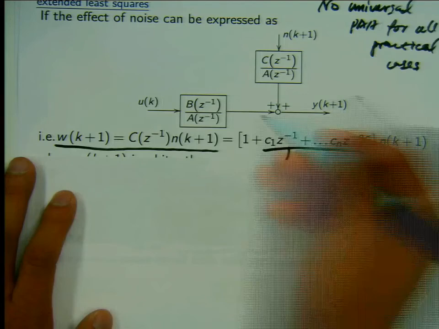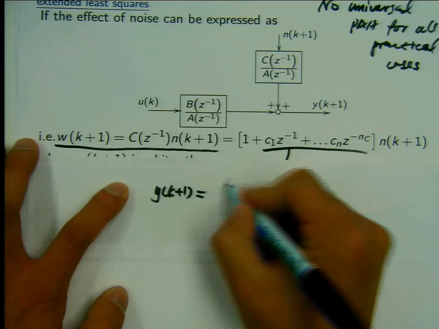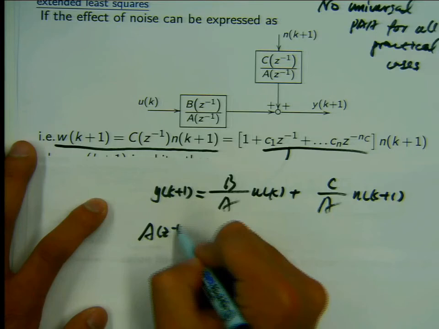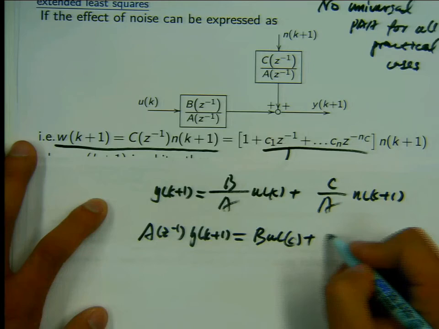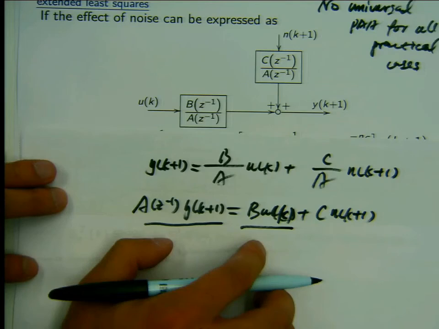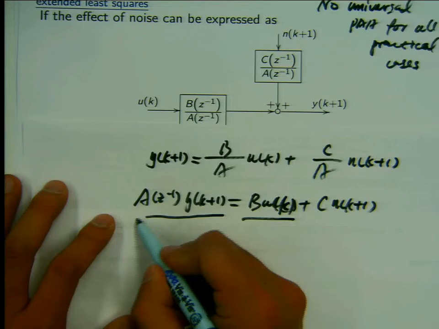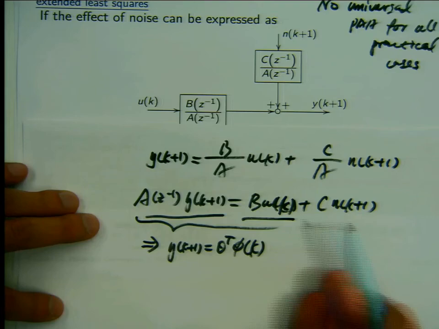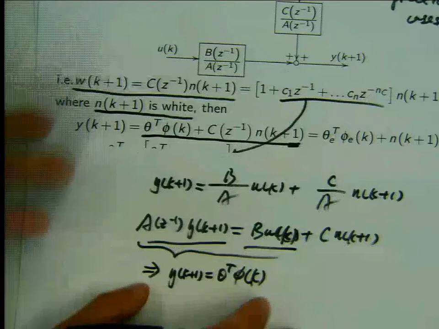So this model, there are several ways to derive this. It means y_{k+1} equals (B/A) u_k plus (C/A) n_{k+1}. Okay? So A y_{k+1} equals B u_k plus C n. Okay, so this is exactly the same as the previous system model. You know it very well that the first two parts can be written in this form, y_{k+1} equals theta transpose phi_k. Okay, so all the remaining part is this. So this is exactly what's happening here. This is the extended model of the system.